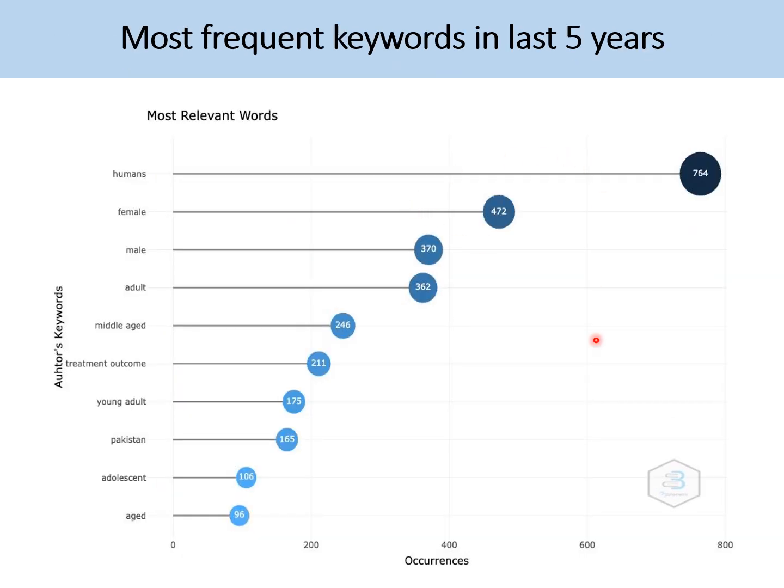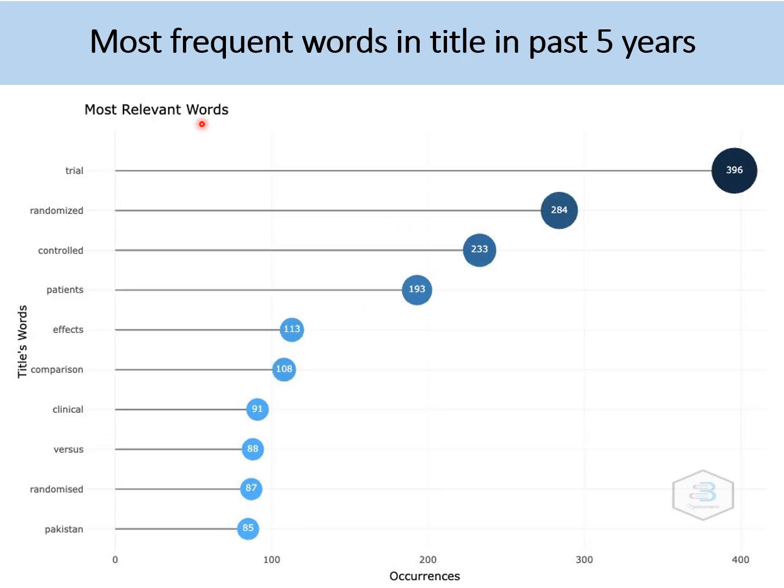So the next one is the most frequent keywords in the last 5 years. In this, you can see human, female, male, adult, middle age, and you can see Pakistan in the keywords in 165 trials. So the most frequent word in the title in the past 5 years, you can see trial is the most frequent word, 396, while randomized 284, and Pakistan is in 85, in which the title reflects Pakistan.